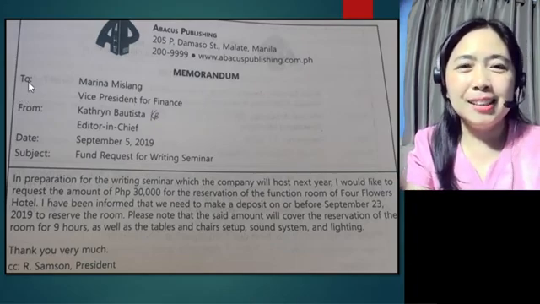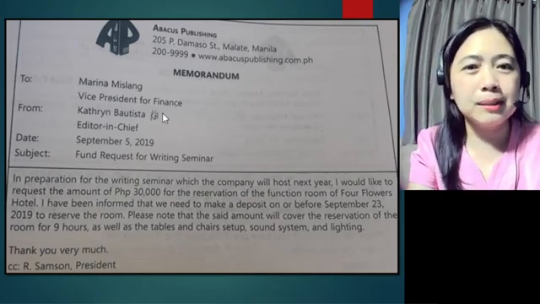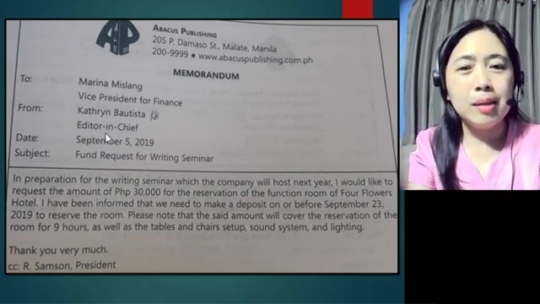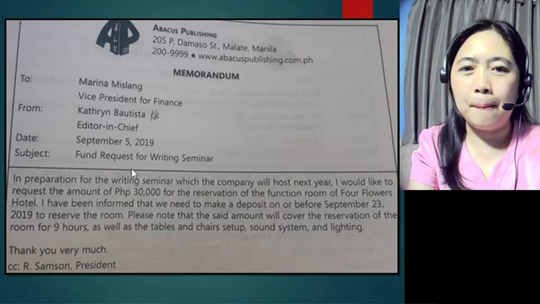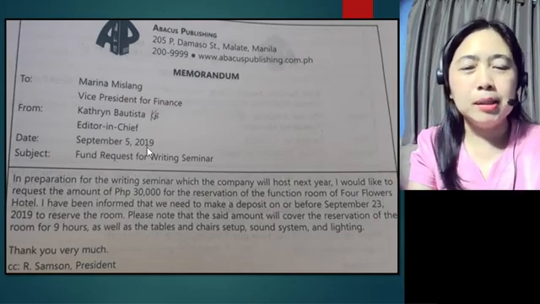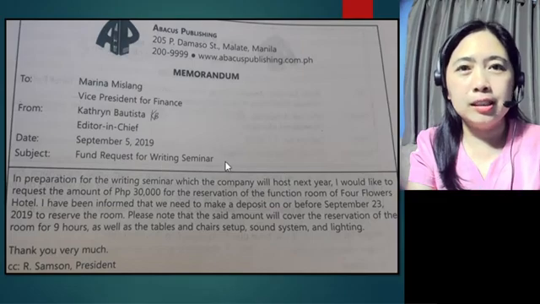Here, the receiver of the message is Marina Mislang, Vice President for Finance. And the sender of the message is the editor-in-chief. These are her initials, KB, Catherine Bautista. Date: September 5, 2019. Subject: fund request for writing seminar.